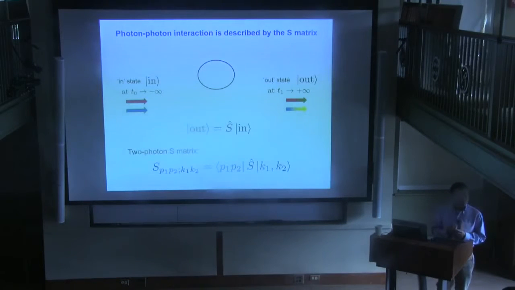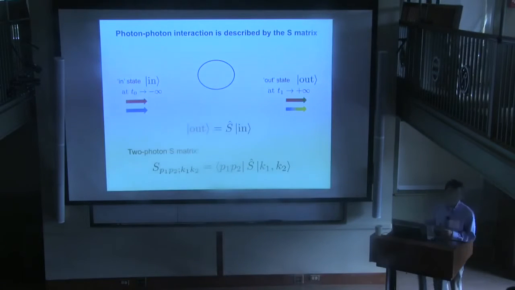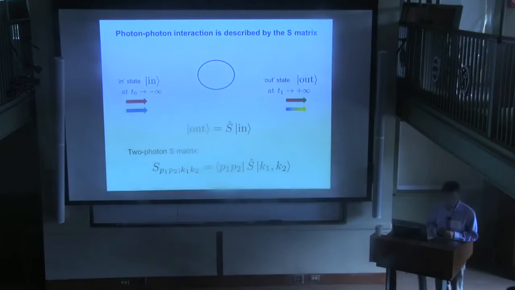Now, the local system has nonlinearity, so these two photons will interact with each other. And as a result of the interaction, you ask, what exactly is the outgoing state? In particular, you ask, what's the probability of finding the outgoing photons, for example, having frequencies p1 and p2? Now, this is a simple example of a two-photon S matrix. But of course, you can straightforwardly generalize this to the n-photon S matrix without any difficulty.